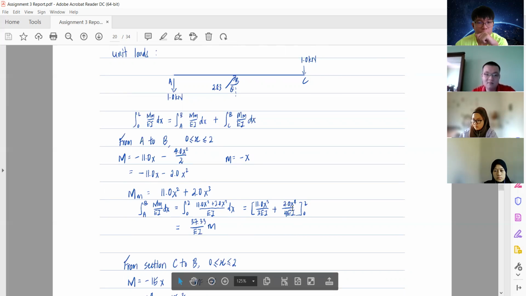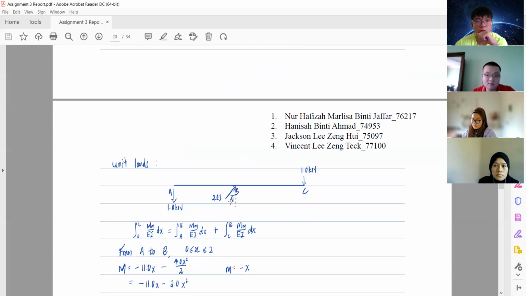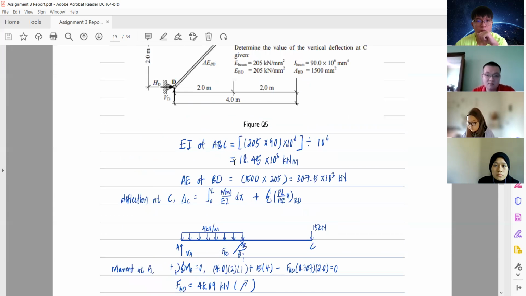And then we substitute into the equation, and we will get the deflection from A to B is actually 37.33 over EI meter. This EI, later on, we will substitute the value that we calculated at first.